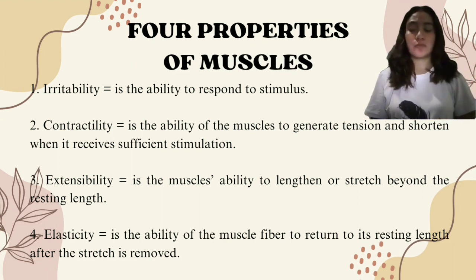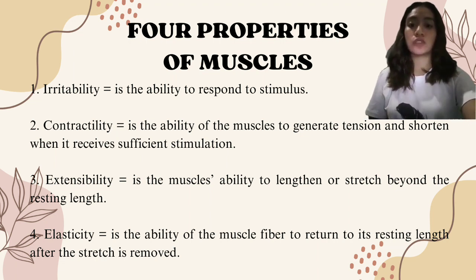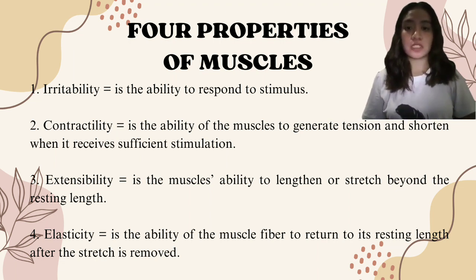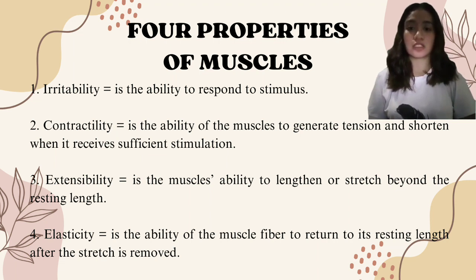Four properties of muscle tissues. Number one, irritability is the ability to respond to stimulus. Muscles can react to various signals such as electrical impulses or chemical signals, initiating a response that leads to muscle contraction. Number two, contractility is the ability of the muscles to generate tension when it receives sufficient stimulation. When stimulated, muscle fibers contract by pulling their ends closer together. This property enables the muscles to produce movements and exert force.